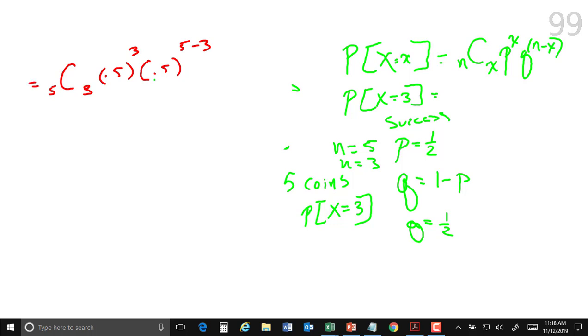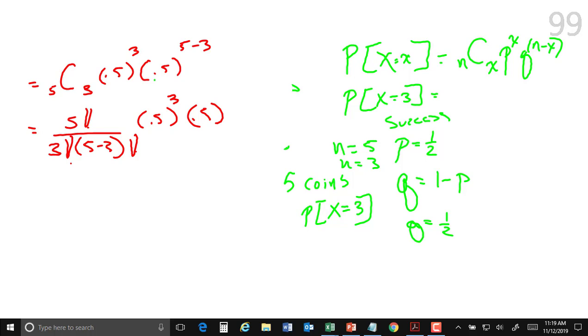So we know that this thing is a combination rule, which is n factorial over (n minus x) factorial times x factorial. So that's going to be 5 factorial, divided by (5 minus 3) factorial, divided by 3 factorial, times 0.5 raised to the 3, and then 0.5 raised to the 2. Any questions so far? You can expect a binomial question. Now, this is for calculating the probability that in 5 tosses, we get 3 heads.